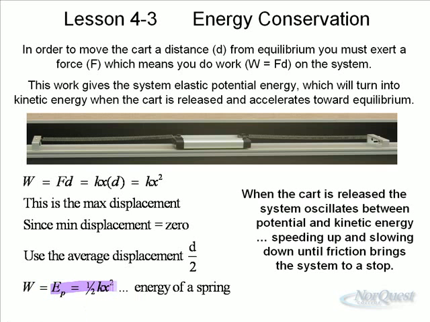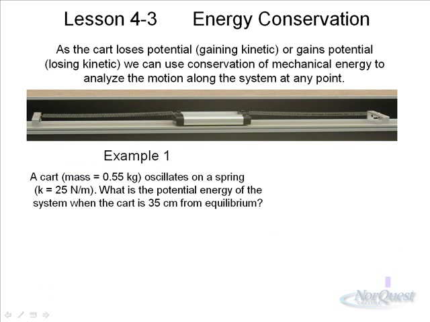But we'll just look at a simple example of what is the potential energy of a spring as it's moved a certain distance from equilibrium. So in example 1, a cart with a mass of 0.55 kilograms oscillates on a spring with a k value of 25 newtons per meter. What that means is that if you stretch this with a force of 25 newtons, it will stretch 1 meter. So that's the force required to stretch it 1 meter. Now they're asking how much potential energy does it have if we only stretch it 35 centimeters?